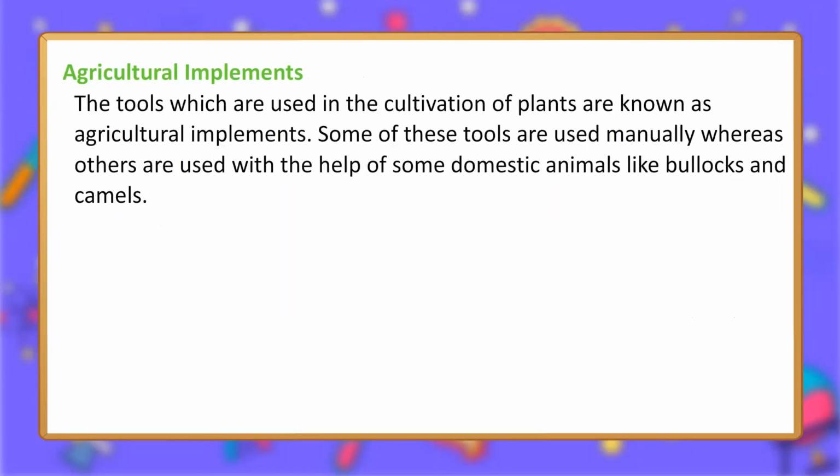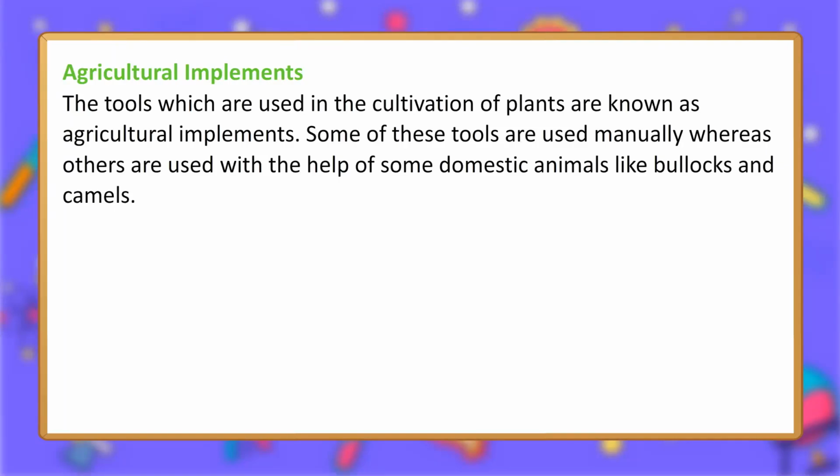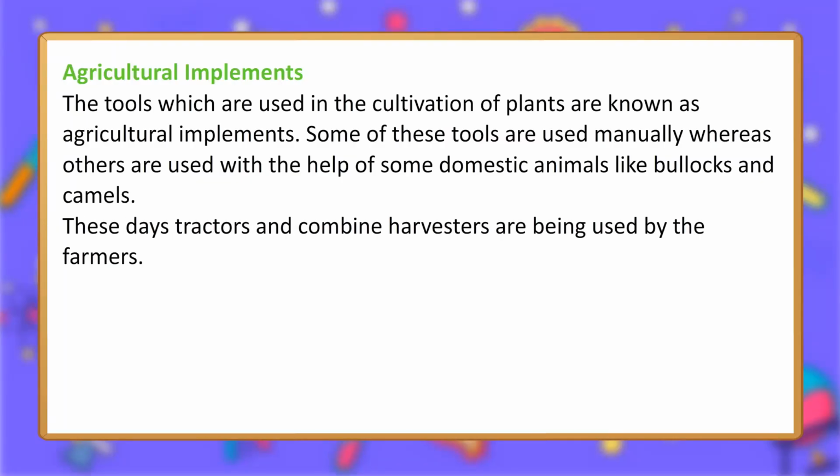Agricultural implements. The tools which are used in the cultivation of plants are known as agricultural implements. Some of these tools are used manually, whereas others are used with the help of some domestic animals like bullocks and camels. These days, tractors and combine harvesters are being used by the farmers.